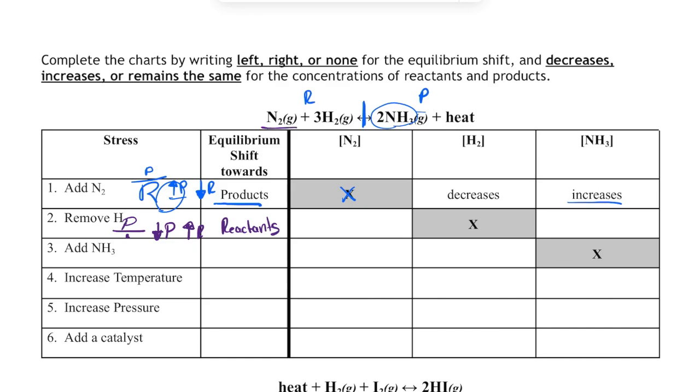Okay, N2 is in the reactants. Reactants are increasing. And then NH3 is in the products. Products are decreasing.